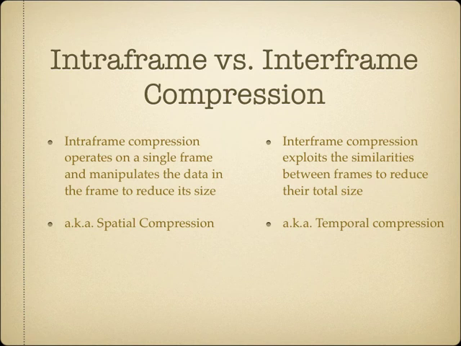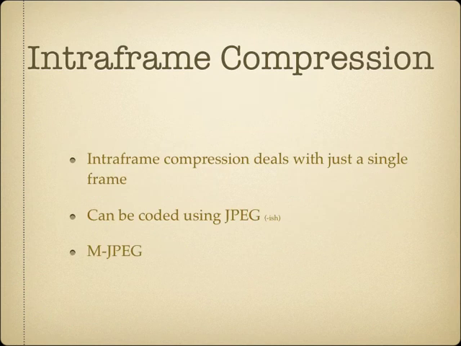So if you have 25 frames a second and you only use intra-frame compression, then you've got 25 compressed frames every second. It looks very like a JPEG, really. There is an actual format that does just that, and we call it motion JPEG, or MJPEG. All it is is one JPEG followed by another one, followed by another one. So you treat each single frame as a separate image, and you compress each of those images individually. That's the key point.